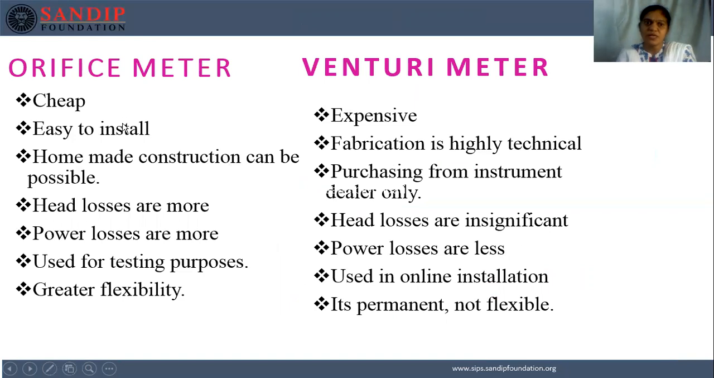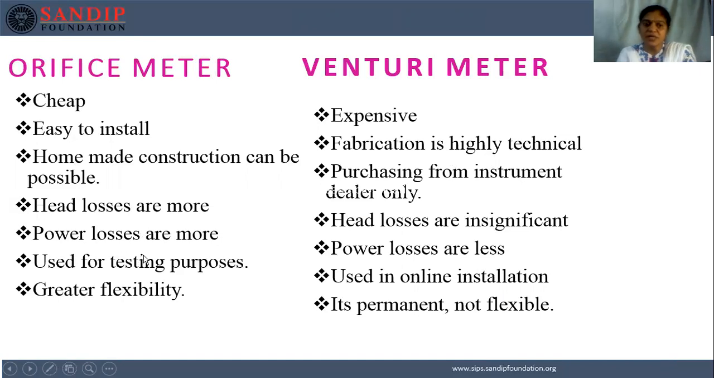Because the orifice meter is a homemade construction. It is easy to install, whereas the Venturimeter should be purchased from an instrument dealer. Then fabrication is highly technical. The next difference: in the orifice meter, head losses are more, whereas in the Venturimeter, head losses are insignificant. Then power losses are again more, whereas in the Venturimeter, power losses are less.